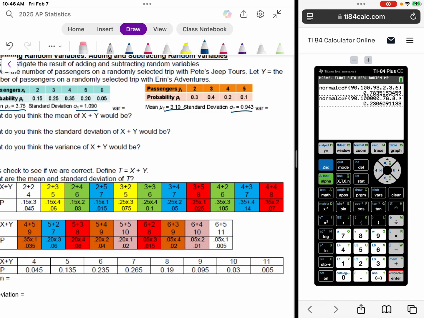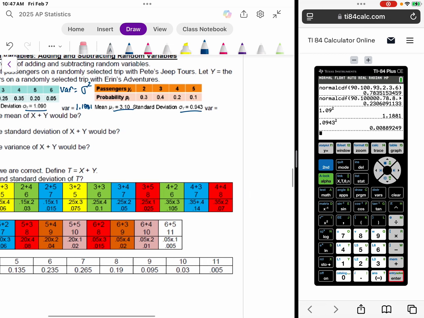Now we have a sidebar question. What are the variances for each of those? So there's where we got to remember that the variance is equal to the standard deviation squared. Real quickly, what is 1.090 quantity squared? Ooh, we forgot the 1. 1.09 quantity squared gives me 1.1881. And then on the next one, 0.0943 quantity squared gives me 0.00889.